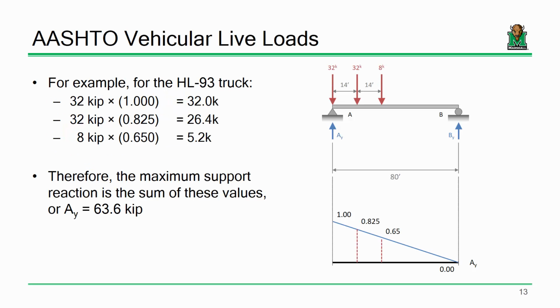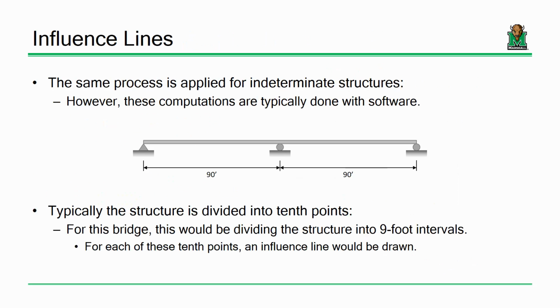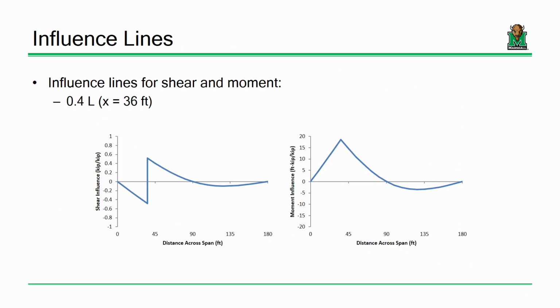Here is our example for support reactions. And it made sense that if I'm trying to maximize the support reaction at A, I'm just going to throw all that load all the way to the left. Make sense? But now, this is a little trickier, because right now, I'm drawing the influence line at 36 feet. So here's my bridge, 36 feet from the left support. That's my point of interest.